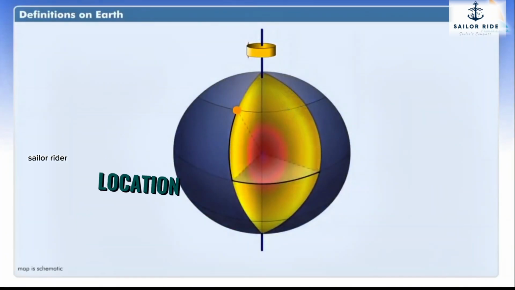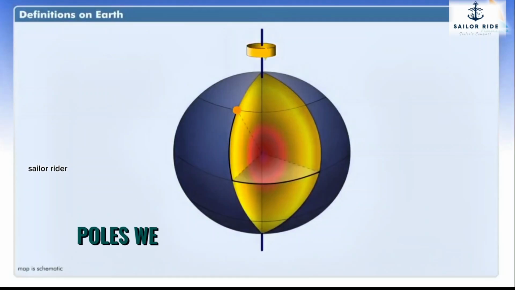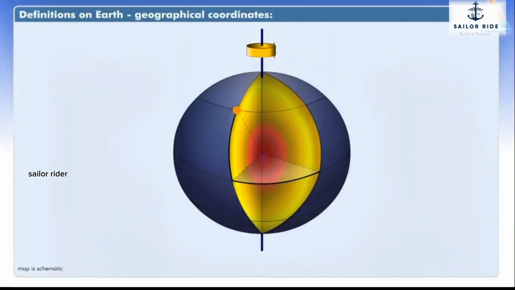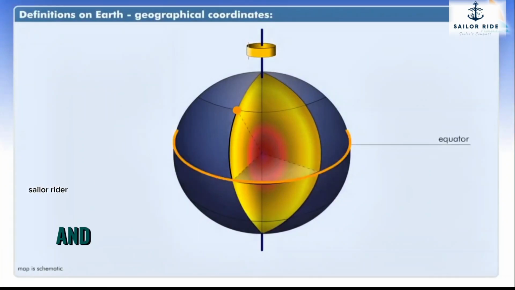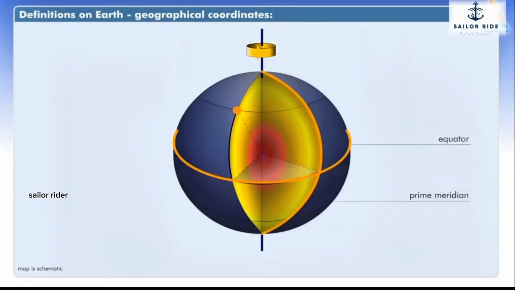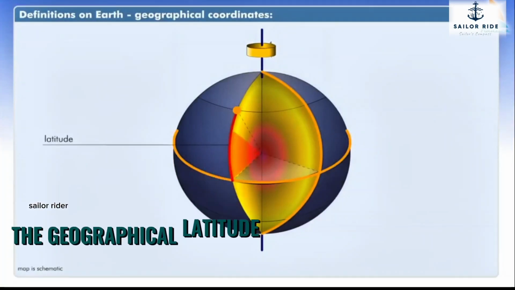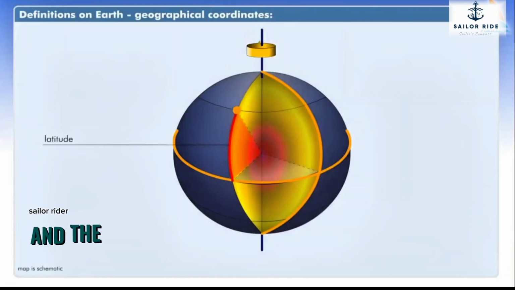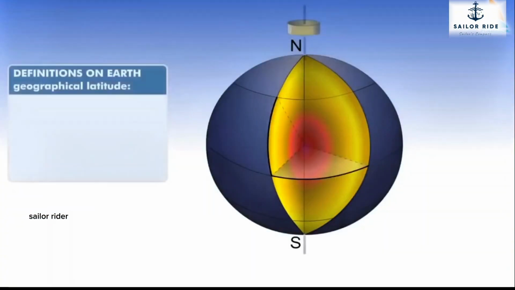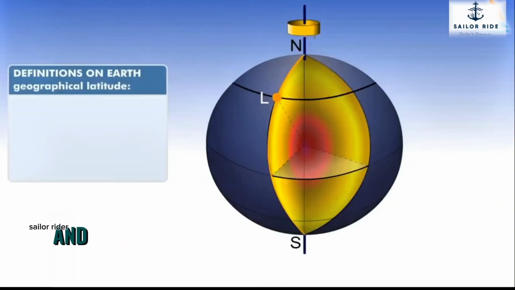To define a location or position on the surface of the Earth, except at the poles, we use geographical coordinates. As a base and starting point for these coordinates, we rely firstly on the equator and secondly on the prime meridian. The coordinates are the geographical latitude and the geographical longitude. Taking a position L on the Earth, only 1 parallel of latitude and 1 meridian pass through this point.